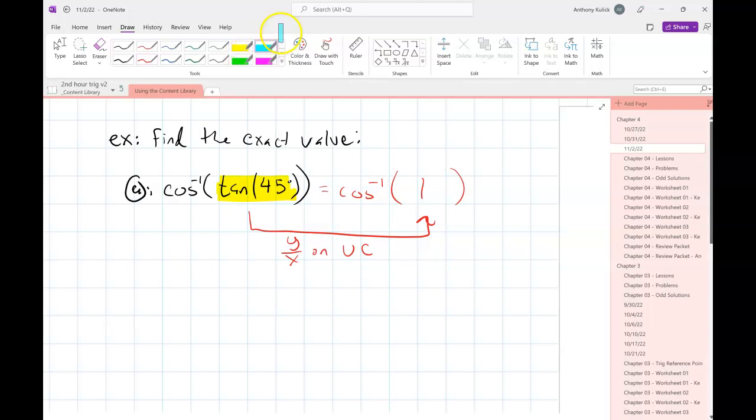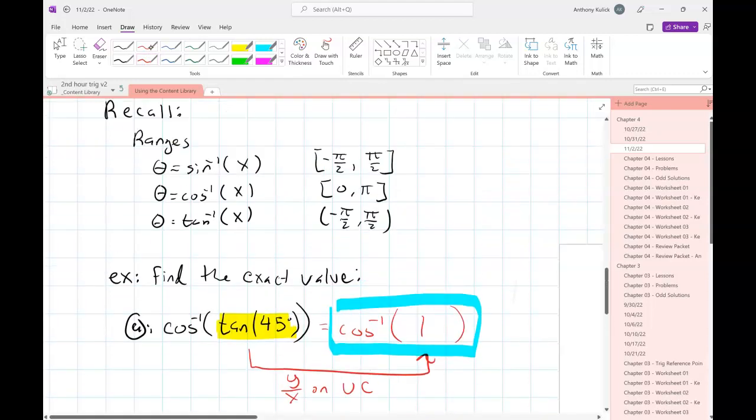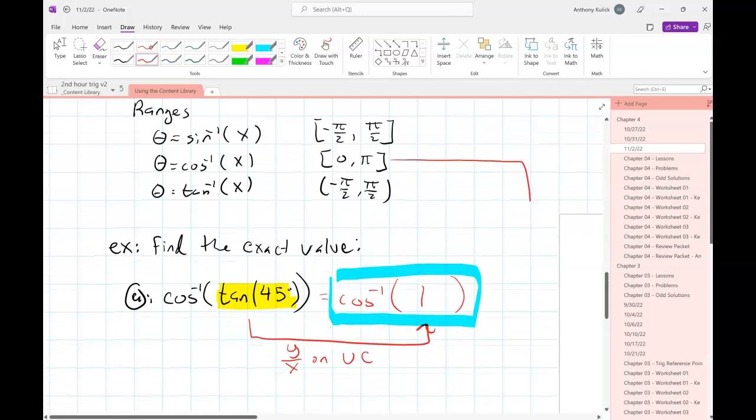Now, we're going to just go for cosine inverse of 1. But what do I need to remember on this? Yeah. So that angle that I'm solving for cosine inverse needs to be between 0 and pi. Everybody's okay with that?